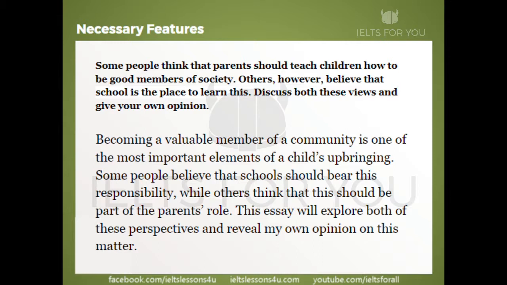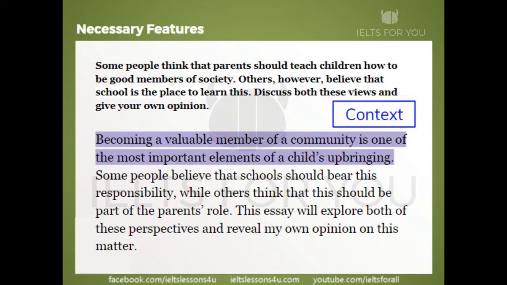Read this essay prompt with me. Some people think that parents should teach children how to be good members of society. Others, however, believe that school is the best place to learn this. Discuss both these views and give your own opinion. And now we have our introduction below here. Now let's look at this piece by piece.